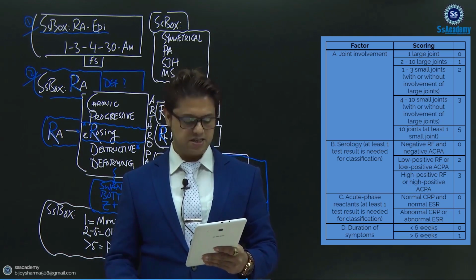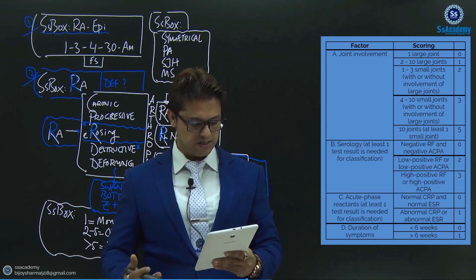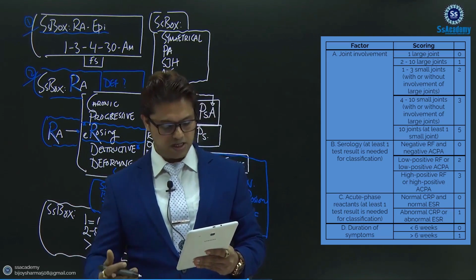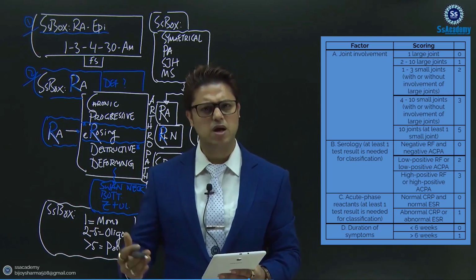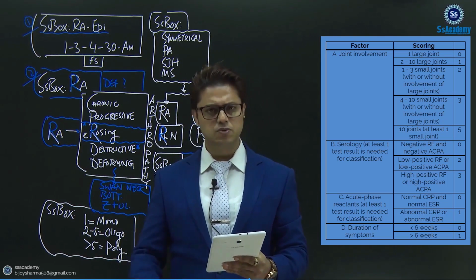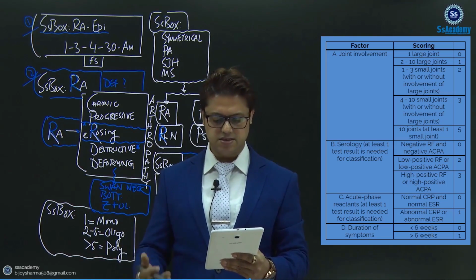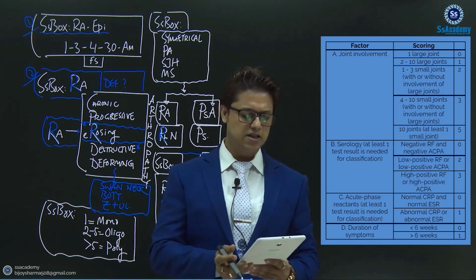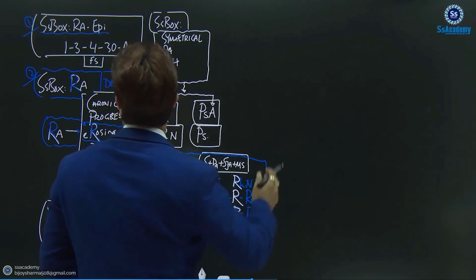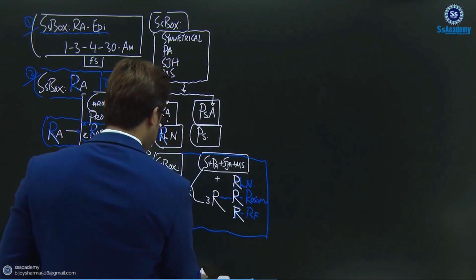And the acute phase reactants, that is, one test result is needed for classification: normal CRP and normal ESR is 0, abnormal CRP and abnormal ESR is 1, my dear. And D for duration of the symptoms: less than 6 weeks is 0, more than or equal to 6 weeks is 1, my dear.